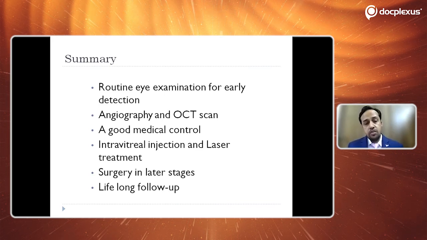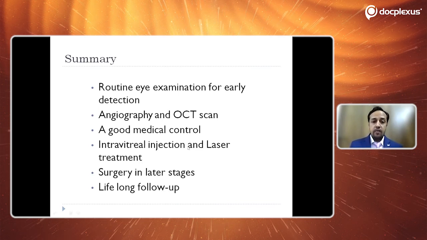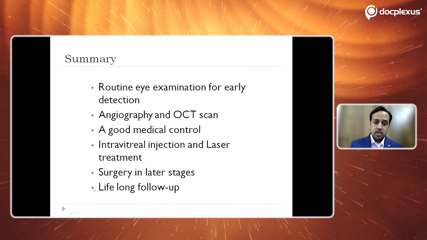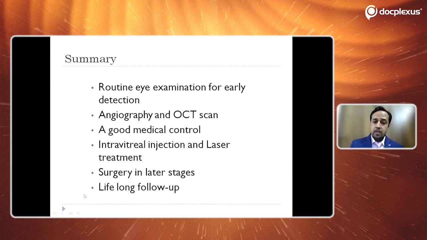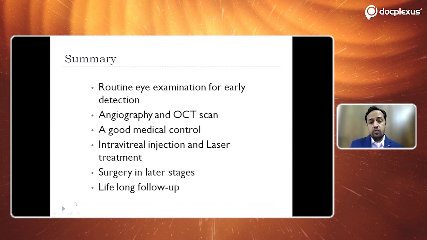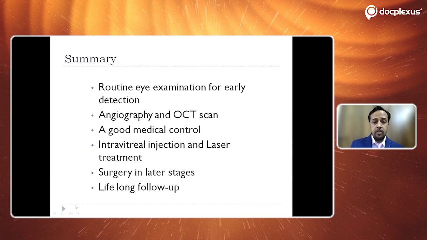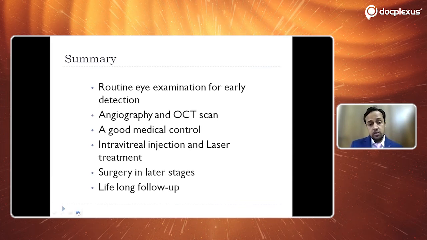So various treatment options involve intravitreal injection, laser treatment, and once we have more advanced stages of proliferative diabetic retinopathy, surgery is indicated. Diabetes is a lifelong disease, and we need a continuous follow-up, both for the diabetes as well as continuous eye examinations to maintain vision in these patients.